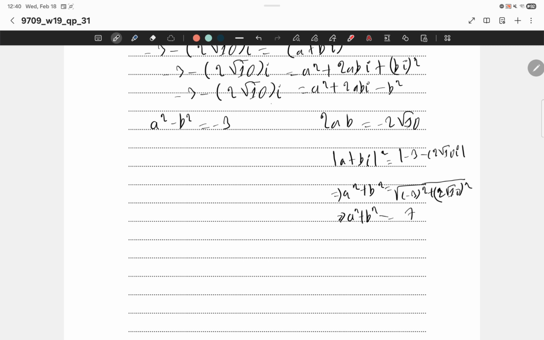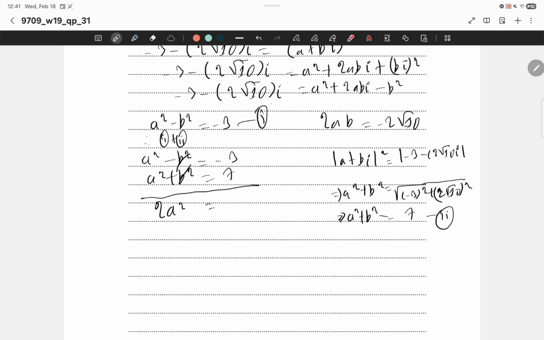Let's see if we can do it this way. Let's say this is equation 1, and this is equation 2. Let's just add the equations. I'm not writing the addition, I'm just showing it. You know what, let's just write it. So if we add it, 2a square, 7 minus 3 is 4.